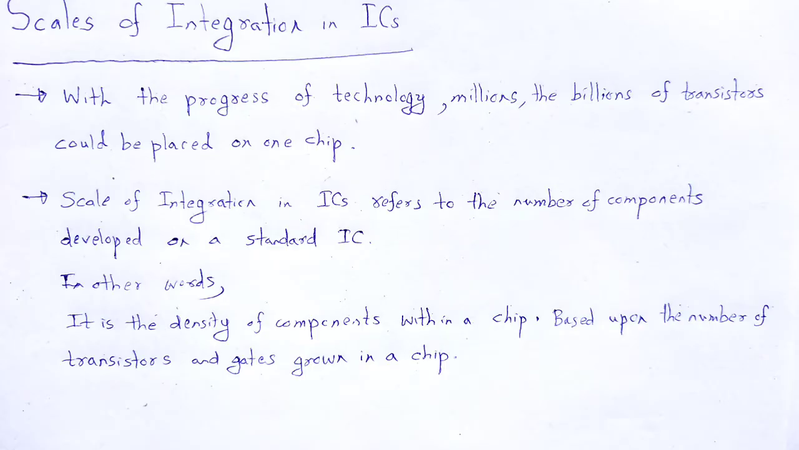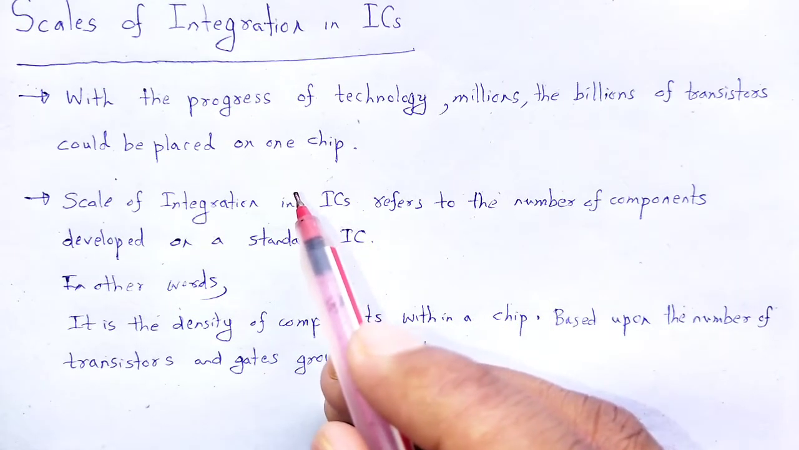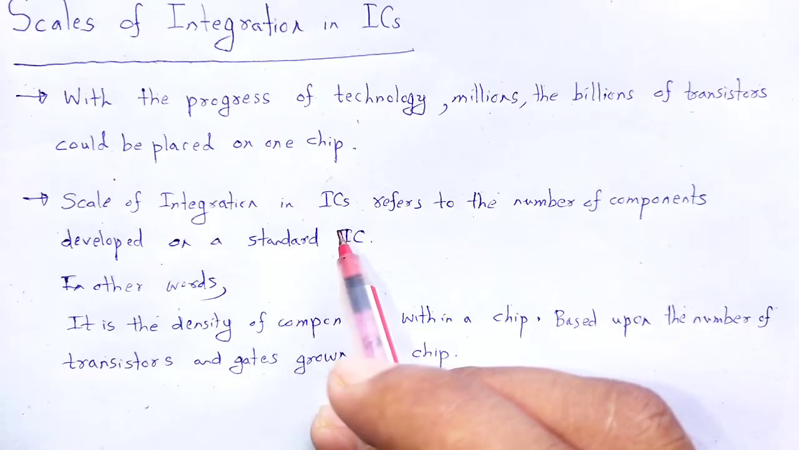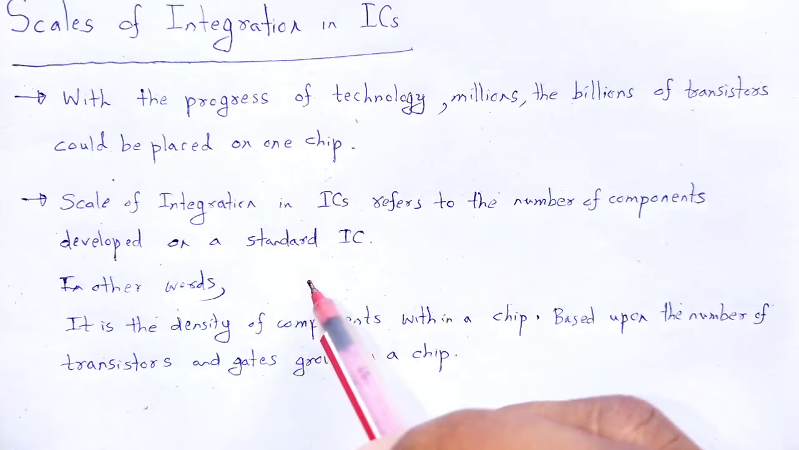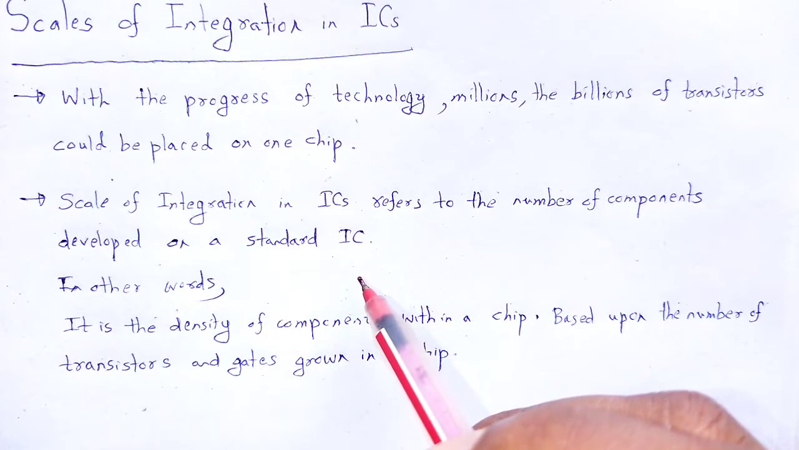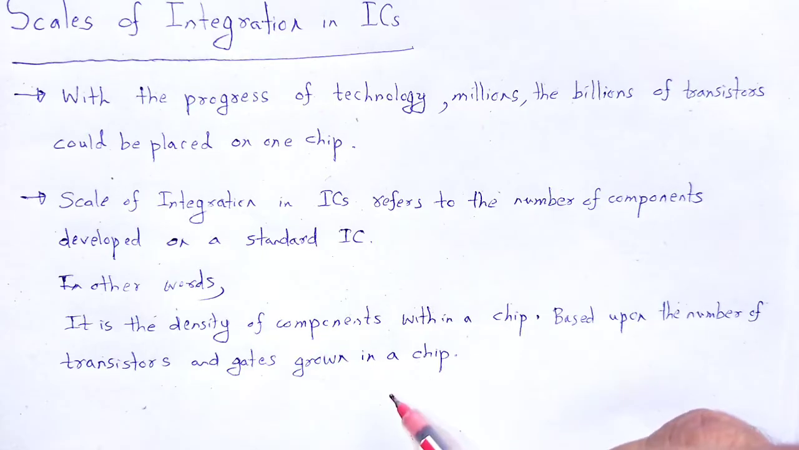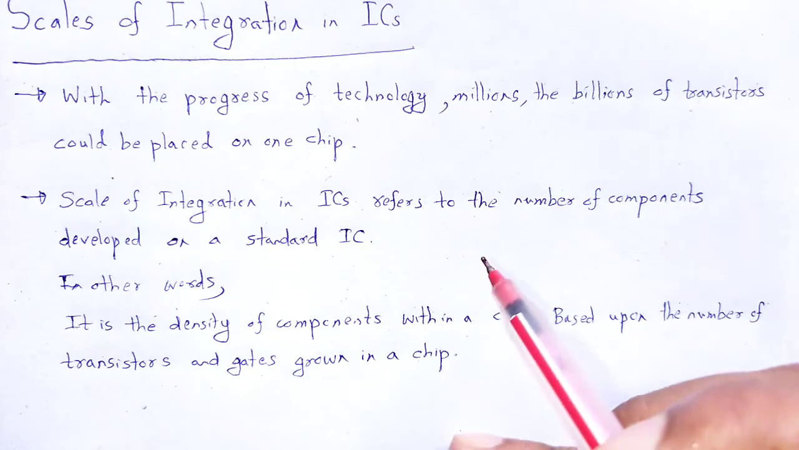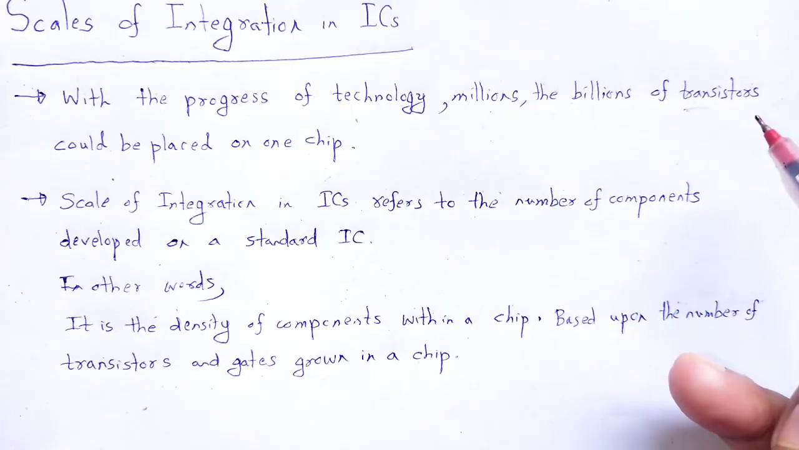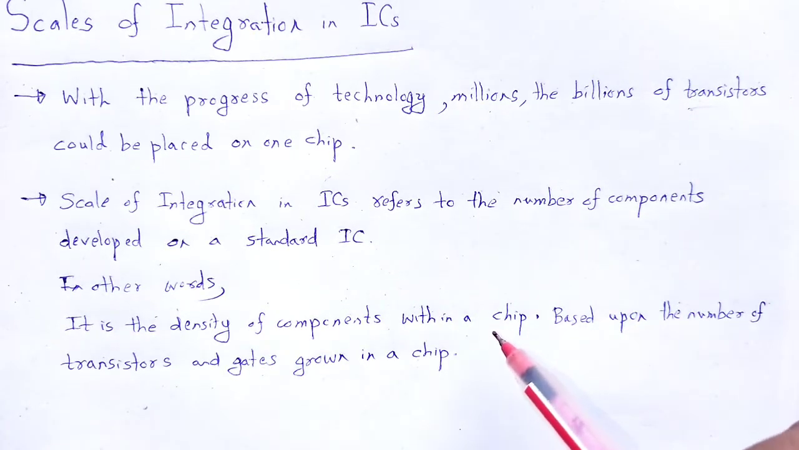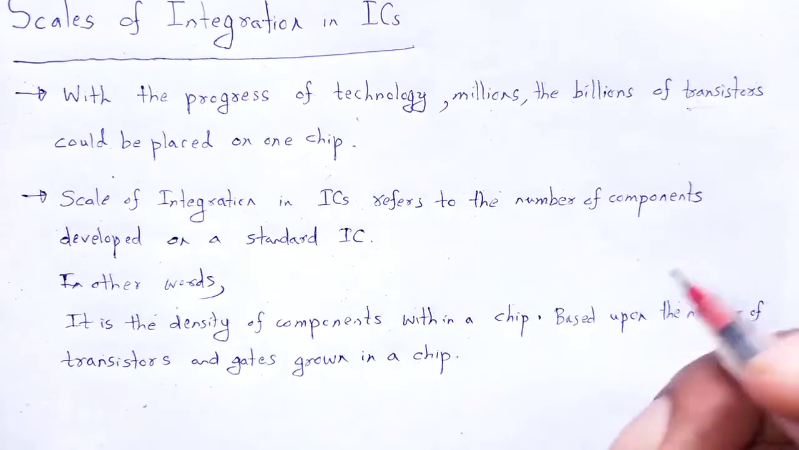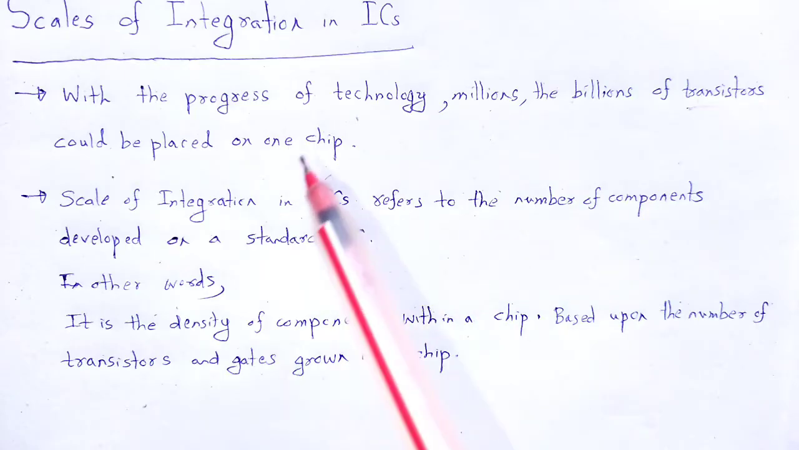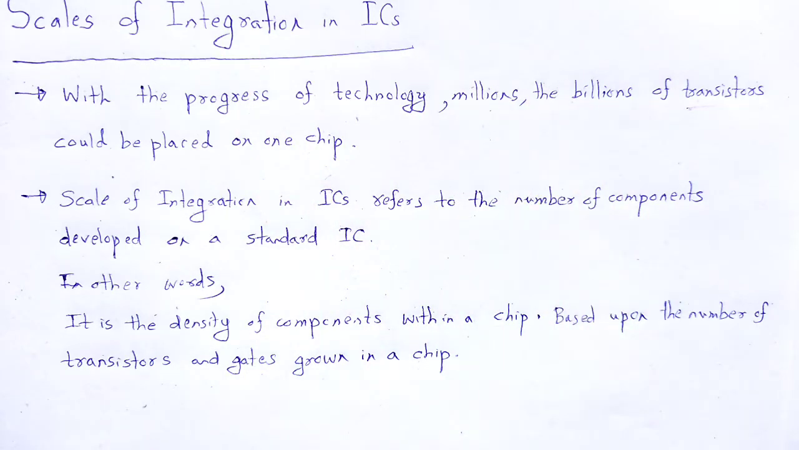There are millions and billions of transistors that could be placed on one chip. The scale of integration in an integrated circuit refers to the number of components developed on a standard IC. In other words, it is the density of components within a chip, the number of transistors or logic gates within that chip. Based upon the number of transistors and gates in a chip, we classify the scales of integration as follows.